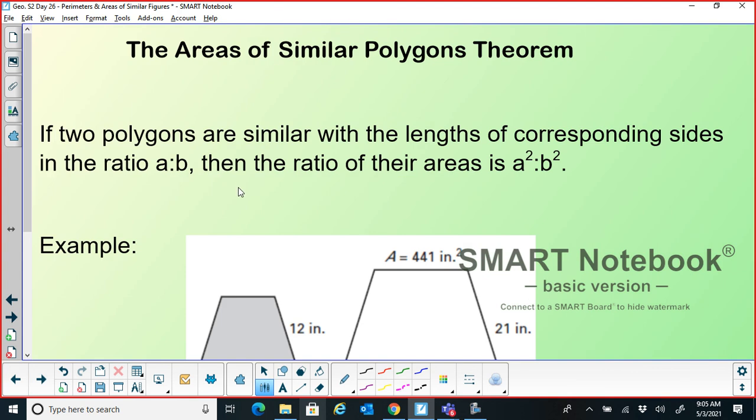The areas of similar polygons theorem. We did that already. If two polygons are similar with the corresponding lengths in the ratio of A is to B, then the ratio of their areas will be in the ratio of A squared is to B squared. Make a note of this particular theorem. If the corresponding sides are in the ratio of A is to B, their areas will be in the ratio of A squared is to B squared.